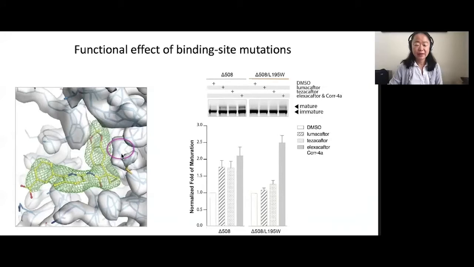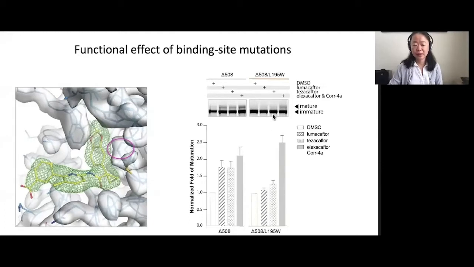Leucine 195 is lining the pocket and forms very close interactions with tezacaftor and lumacaftor. So a substitution by tryptophan will make this pocket narrower and cause steric occlusion of the drug. And as you can see from the gel shift assay, the leucine 195 tryptophan mutation specifically reduced the response to both tezacaftor and lumacaftor, but not to the control cocktail of elexacaftor and Corr-4a.